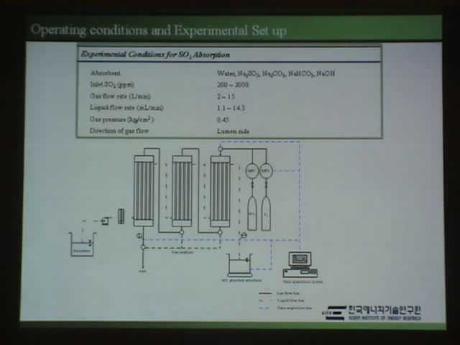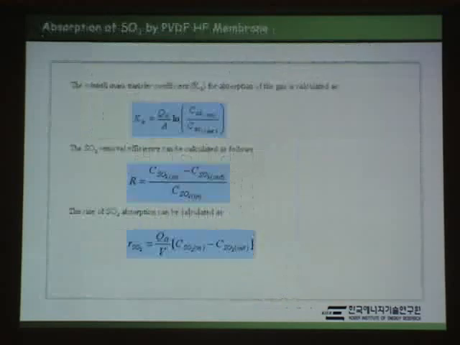These are the gas flow rate and liquid flow rate. This is the schematic diagram of the experimental setup. SO2 was mixed with nitrogen and then passed through these hollow fiber membrane modules. Three modules were used in series. Now these are a few equations to determine the overall mass transfer coefficient, SO2 removal efficiency, and the rate of SO2 absorption in the module.